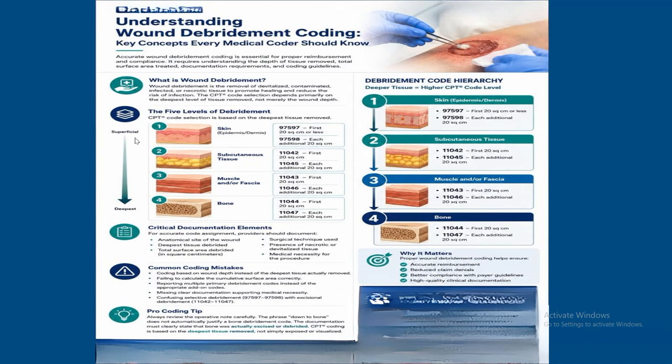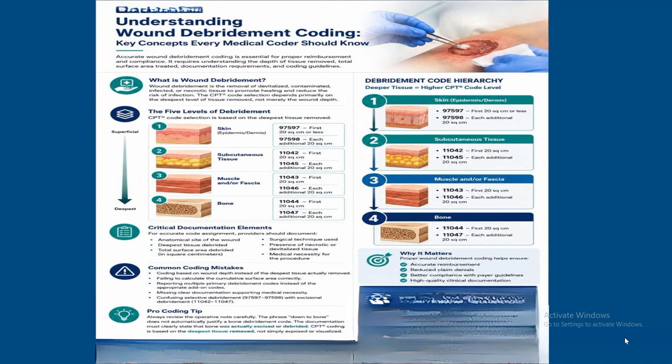So if you observe here, whenever you want to code debridement, we need to start from superficial to deepest. For example, if the physician performs debridement of fascia, we need to use 11043. Fascia is deeper than the skin level, so we need to code fascia like 11043 for the first 20 square centimeters.